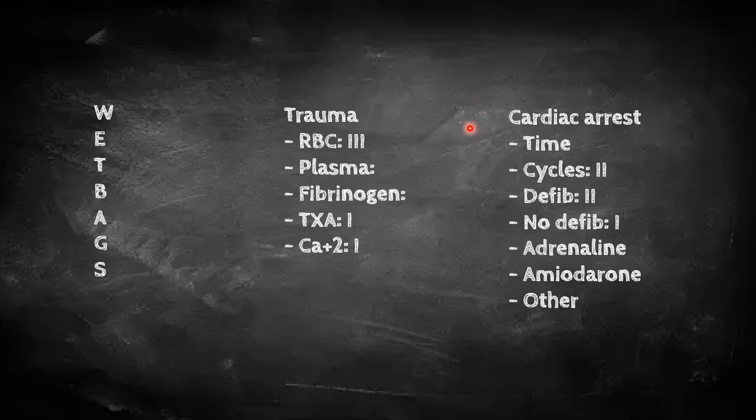And then for cardiac arrest, same thing. Someone takes the time and tells how much low flow time you've had, or how far it is since you had the cardiac arrest, right? Then you check cycles and amount of defibs and no defibs and adrenaline given and amiodarone given and so on. So you have some kind of overview here. So yeah, important to have someone to keep track of this.